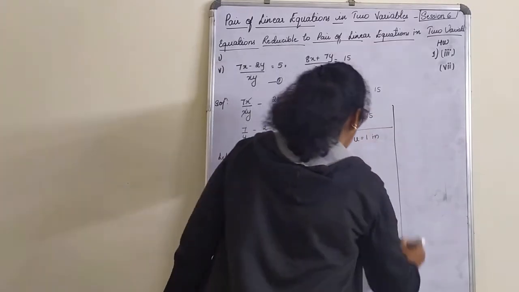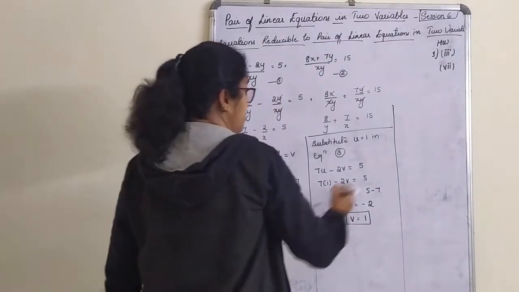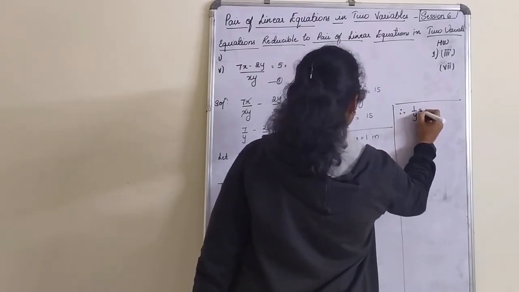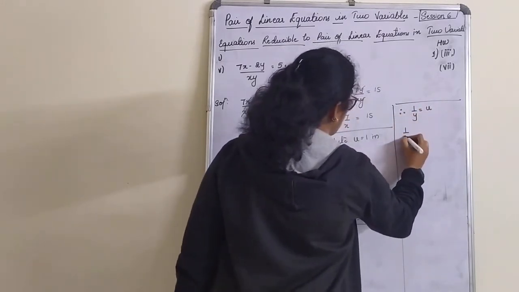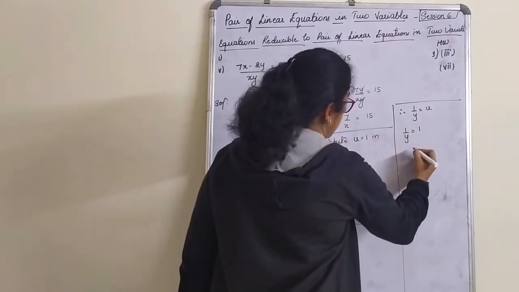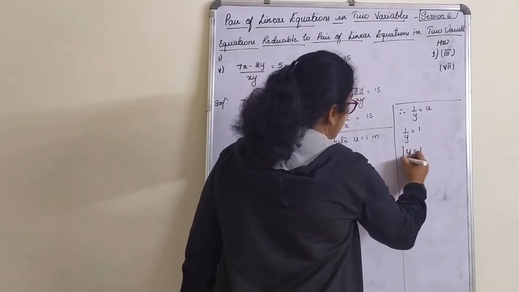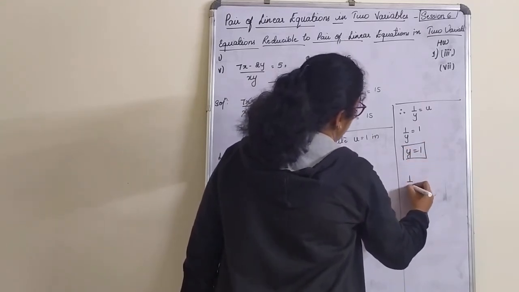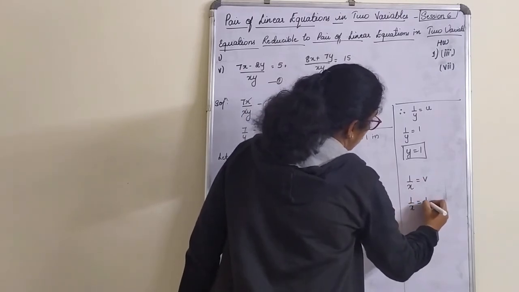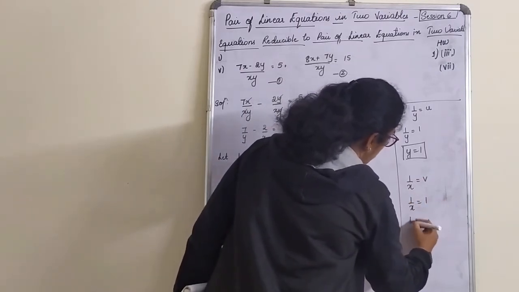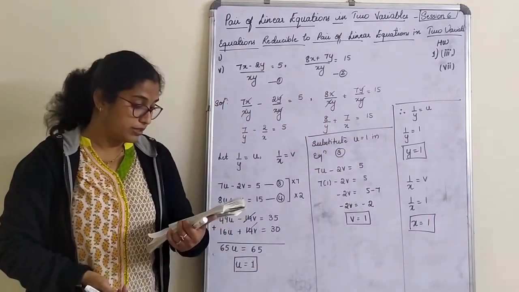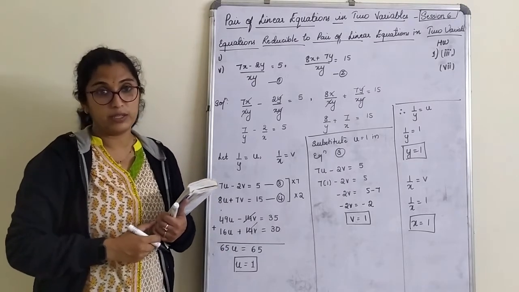And our last part now. Therefore 1 by y is equal to u. So 1 by y is equal to, what is the u value? 1. Doesn't matter, reciprocal of 1 is 1. y is equal to 1 and 1 by x is equal to v. So 1 by x is equal to 1. Therefore the x value is also 1. The y value is also 1 here. So we got both x is equal to 1 and y is equal to 1.